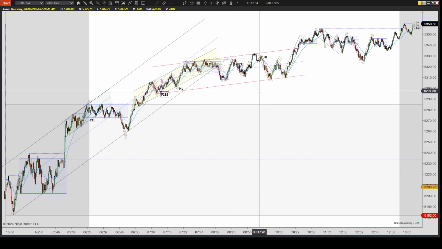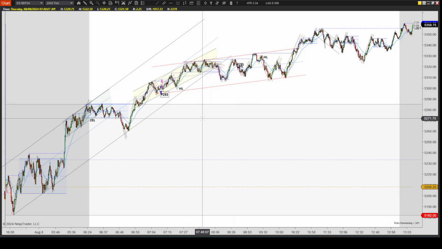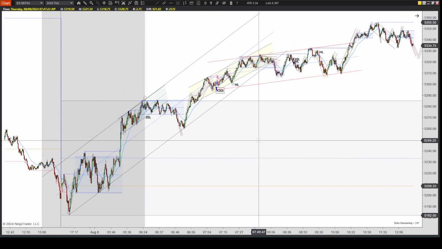So I'm going to get into my trades today. I took a total of one trade right here, and there were other couple setups that I found, but there weren't too many setups that I was able to identify as being high probability.